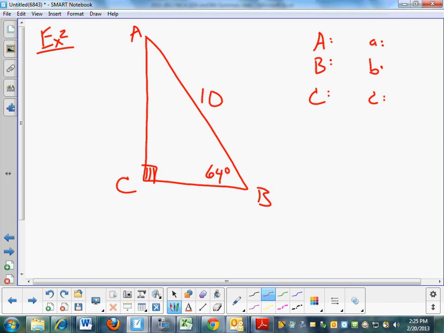So you tell me, what is angle C? 90. Good, you got 1 point. What's B? Good, you got 2 points. What's A? Good, it's got to add up to 180, so therefore A is going to be 26 degrees. All right, you got all the angles. That was a piece of cake. Upside down.